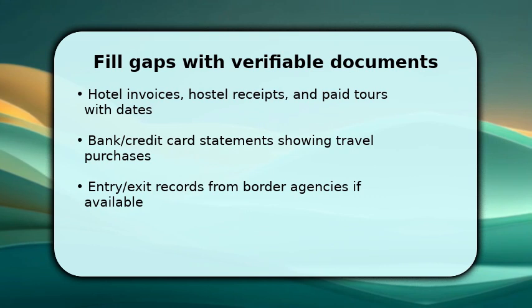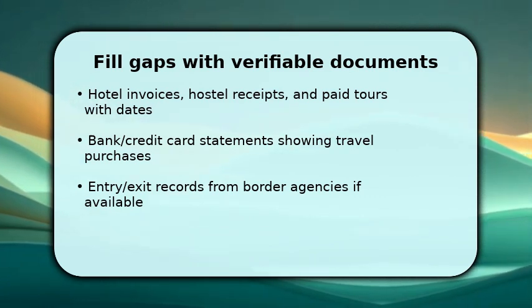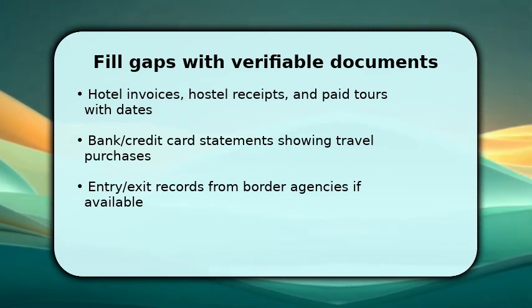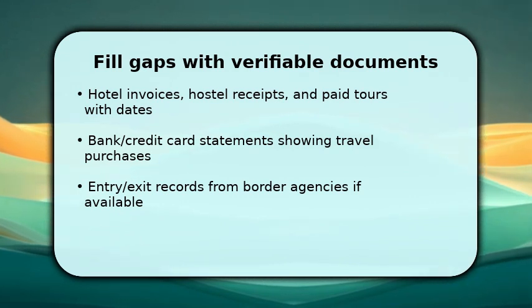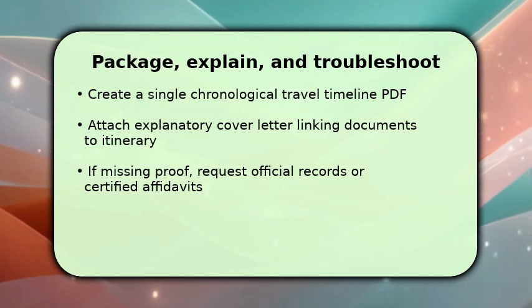If border agency records can be requested, obtain them and include official printouts. Make sure everything matches. Mismatched dates or names undermine credibility. Reconcile discrepancies. Finalize by creating a single, clearly labeled chronological timeline PDF that references each supporting file.